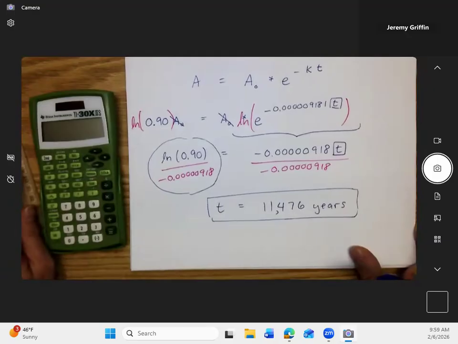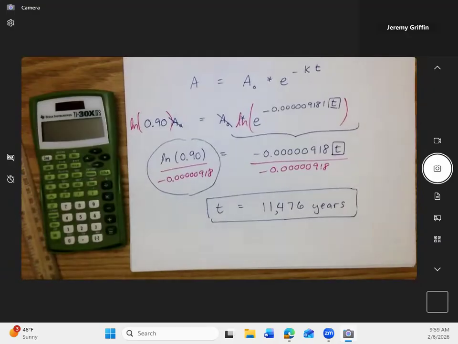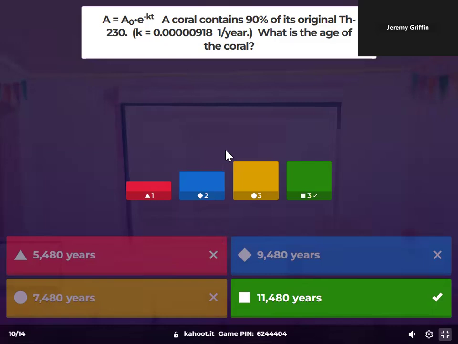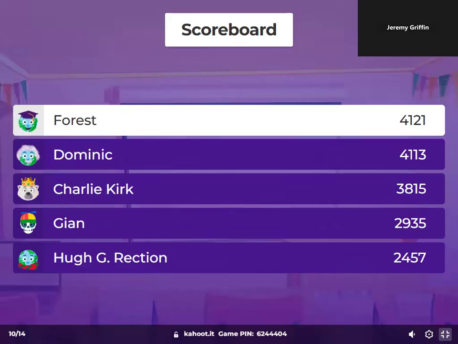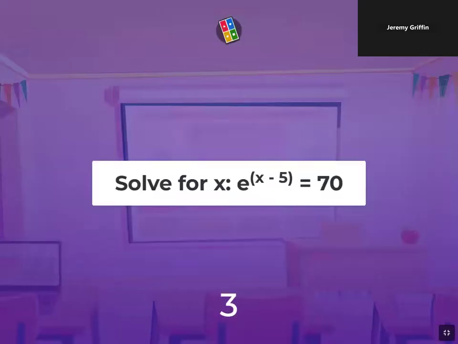Alright, so you guys good there? Alright. So you guys will see the same question on Monday. You're able to get that one. Now solve for x.